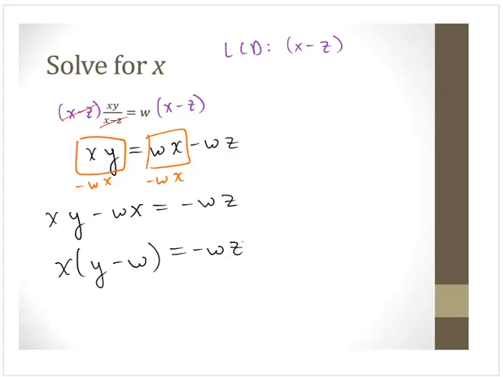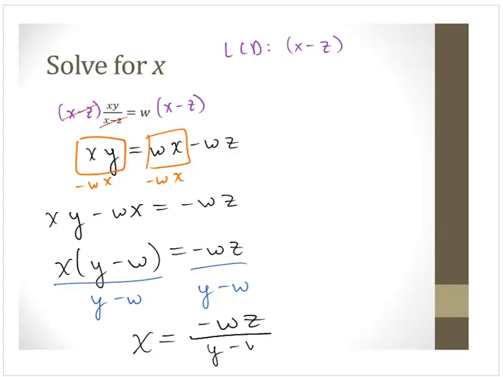So now I can isolate the x through appropriate division. I will divide both sides of the equation by y minus w, yielding x is equal to negative wz over y minus w.